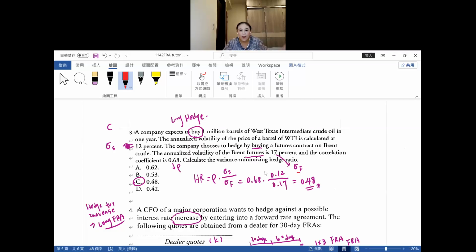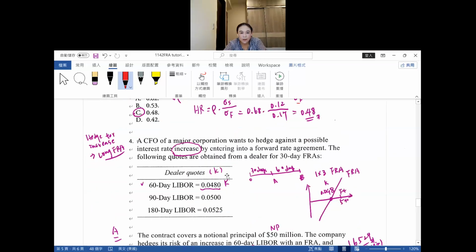Calculate variance minimum hedge ratio. So a hedge ratio equals to rho times sigma S over sigma F. So 0.68 times 0.12 over 0.17. So the answer is 0.48. So hedge ratio would be 0.48 in this case.